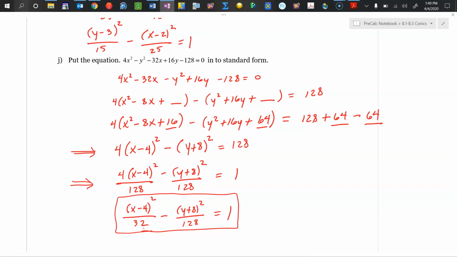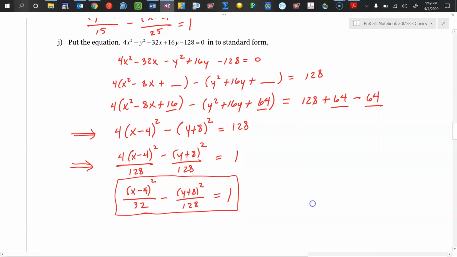squared over 128. And from that we can see we have a center at 4, -8, and this opens in a left-right direction, and the distance from the center to the point on the hyperbola is the square root of 32, and the distance from the center to the endpoints of the conjugate axis are the square root of 128. So at this point you should start the second homework assignment from hyperbolas.